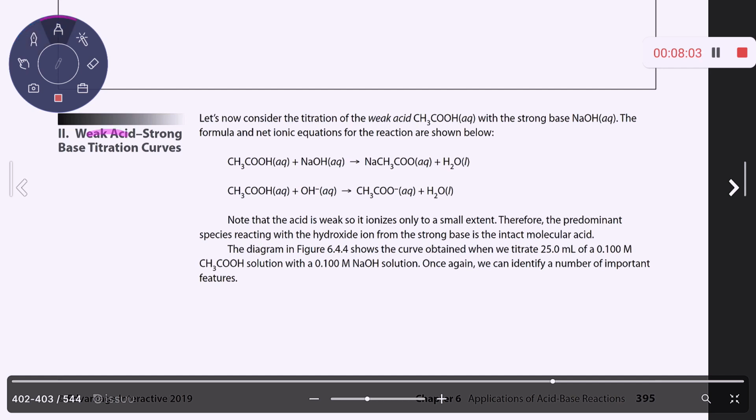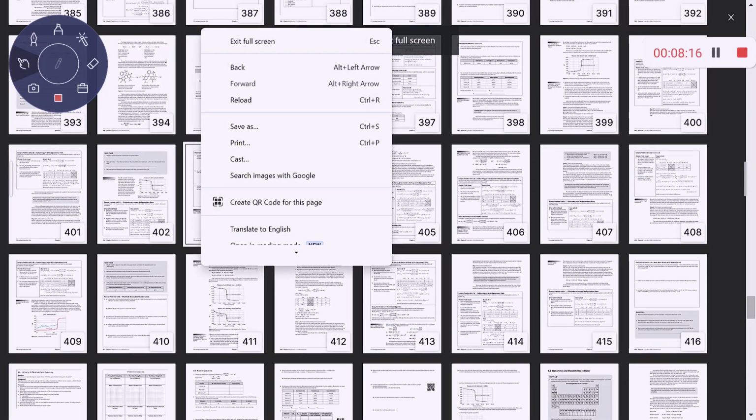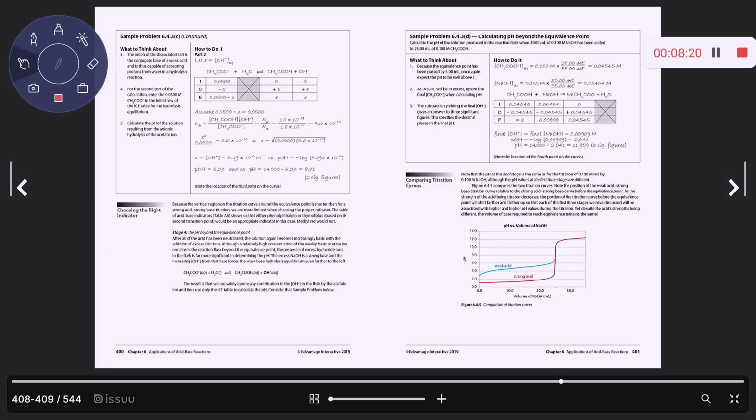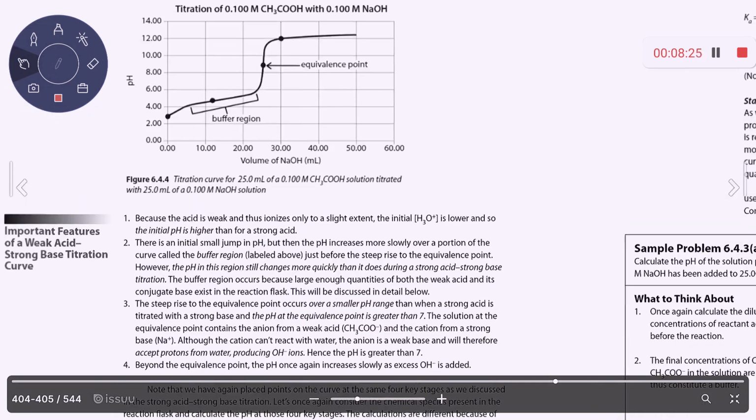Okay. Now we're on weak acid, strong base titration curves. Turn to the next page. Is it here? No? Here? Yeah. Okay.